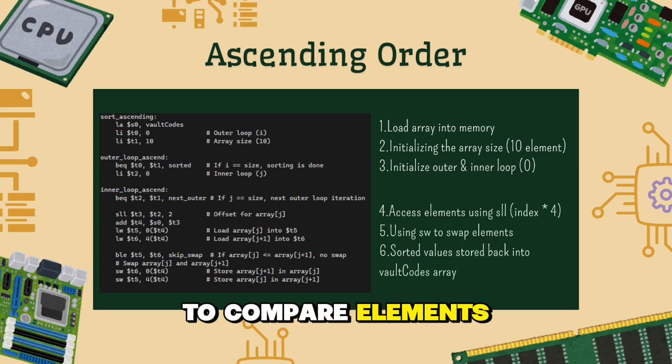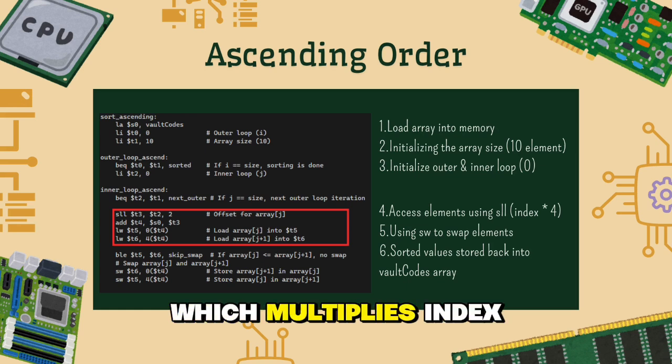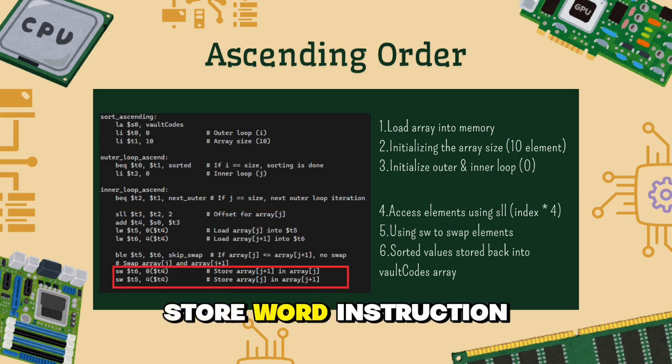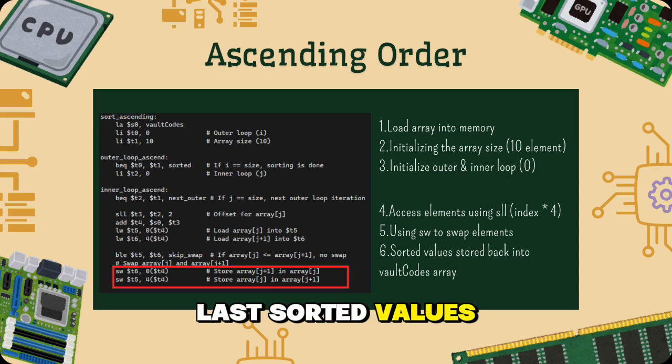To compare elements in the array, we use register T2 to calculate their memory address. Then, access the elements using the shift left operation, which multiplies the index by 4. The store word instruction is used to compare and swap elements. Last, sorted values are stored back into the array.